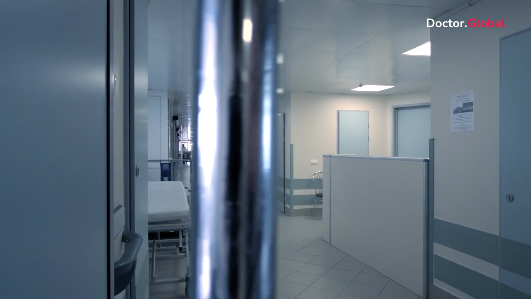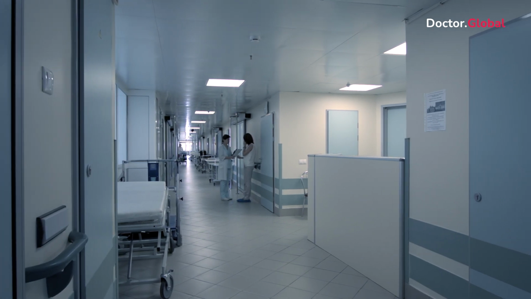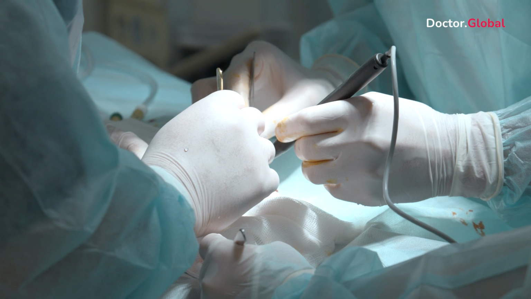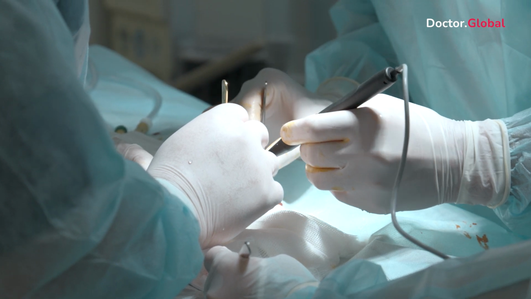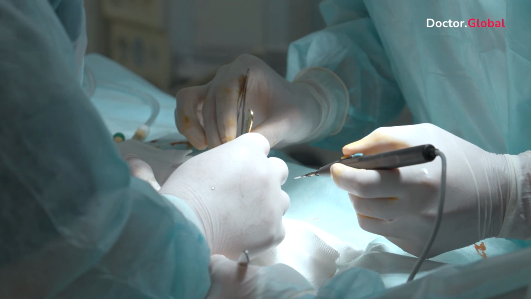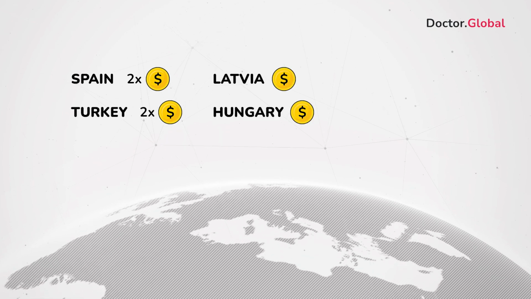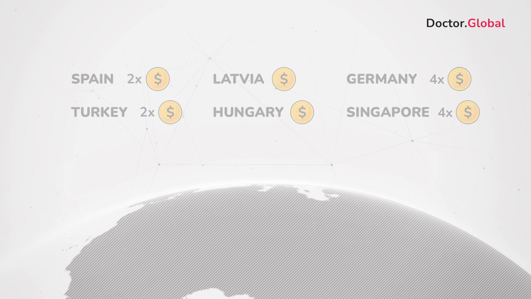Spinal tumor is treated in hundreds of clinics worldwide using various approaches and equipment. However, not everyone knows that the cost of treatment in different countries can vary widely, even with the same high level of quality. For example, spine tumor removal or stereotactic radiosurgery can cost twice as much in Spain and Turkey as in Latvia and Hungary, but half as much as in Germany and Singapore.